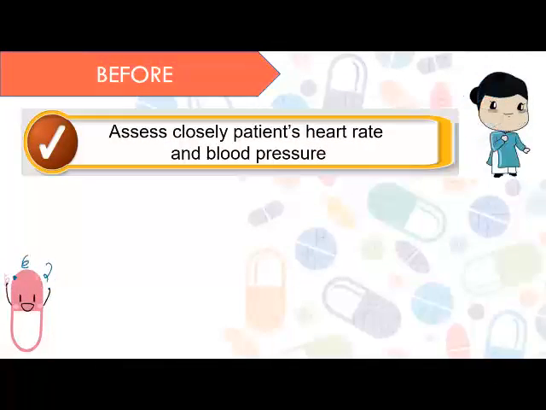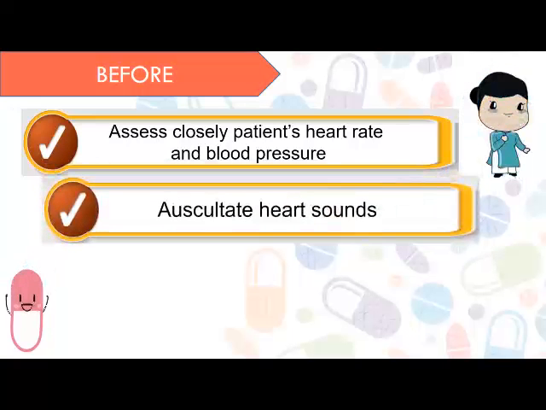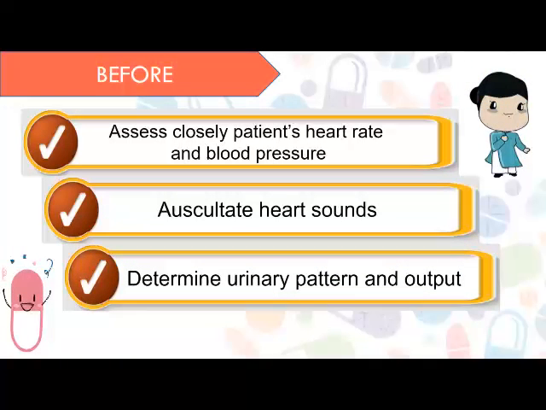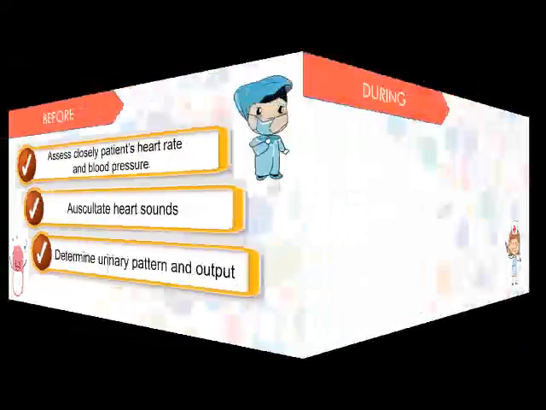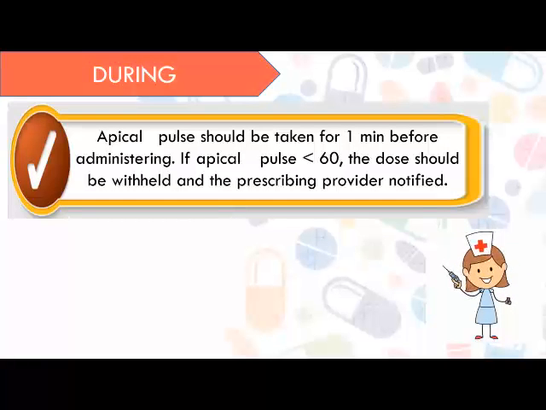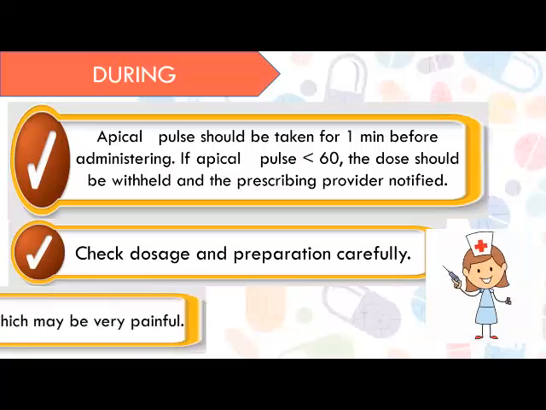Assess closely the patient's heart rate and blood pressure to identify cardiovascular changes that may warrant a change in my drug dose. Auscultate heart sounds to note the presence of abnormal sounds and possible conduction problems. And determine urinary pattern and output to assess gross indication of renal function. Take the patient's apical pulse first for 1 minute before administering me. If the patient's apical pulse is less than 60, my dose should be withheld and your prescribing provider notified. Check my dosage and preparation carefully.